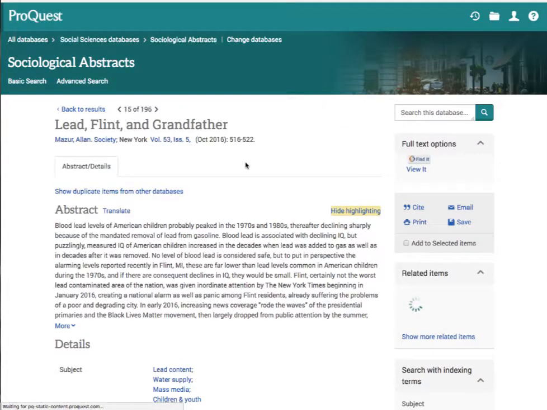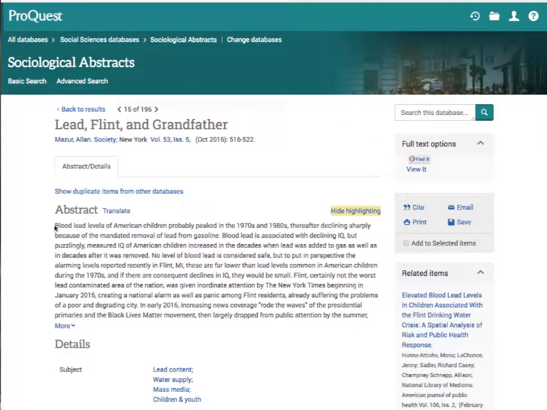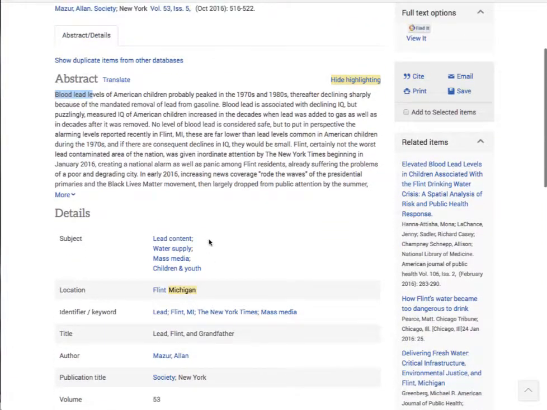When you go into this, look for the keywords that they use to describe that perfect article you were looking for. So here they're talking about how do they measure it. That's not necessarily sociology, but how did that come to the public consciousness? Might be blood levels or the lead in the blood of children. That sounds awful, doesn't it? Because it was.